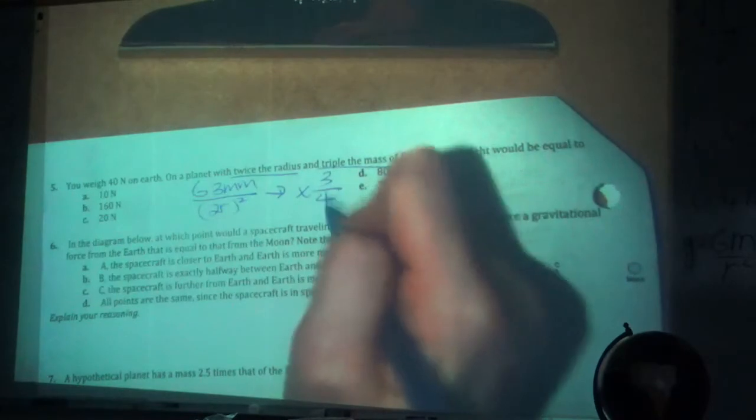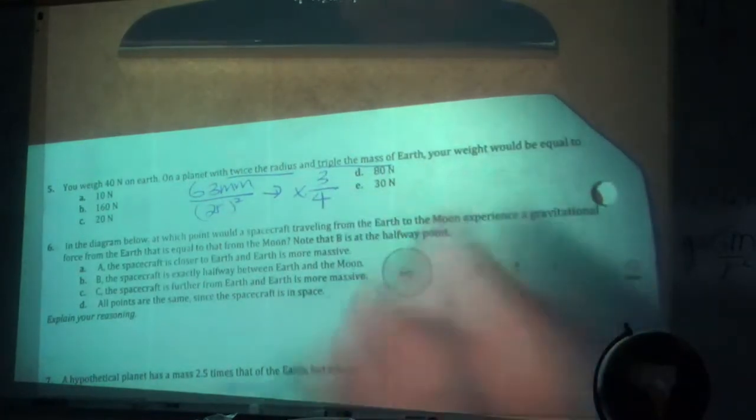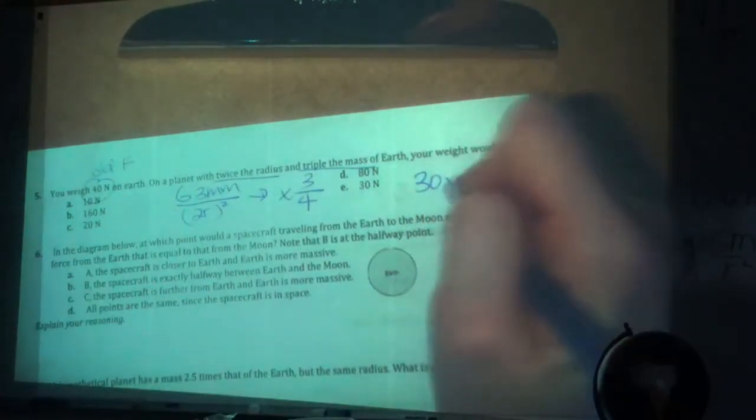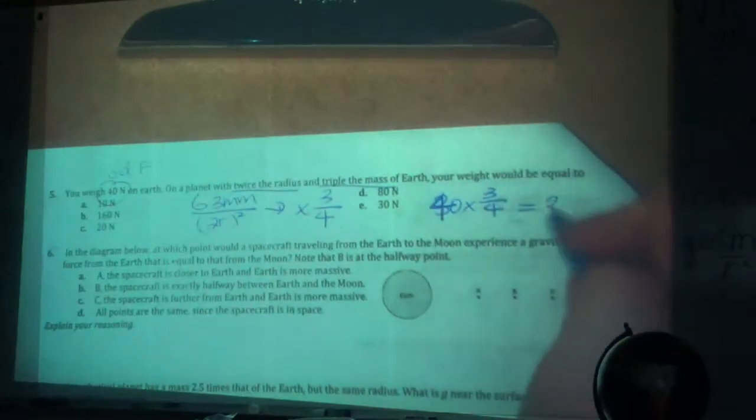You weigh 40 newtons on Earth. If you go to a planet with twice the radius and triple the mass, so 3 times the mass and twice the radius, what's going to happen to that weight? That would be times 3/4. Now 3/4 smaller is what's happening to it. I want to know what the actual weight is. Well, if this is my old weight or my old force, and it gets 3/4 smaller, you just multiply. I did 30, but that's a 40 right here. Oopsies. 40 times 3/4 gives me my answer of 30.